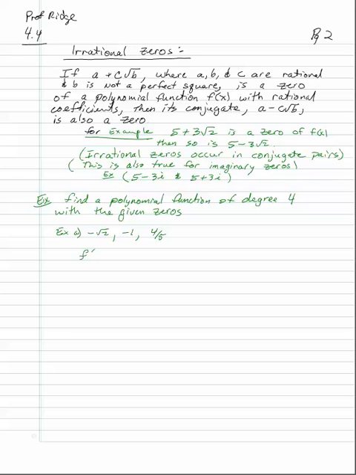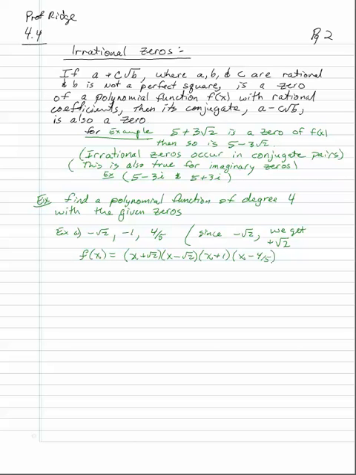All right, let's try an example. So if we get negative square root of 2, we automatically get positive square root of 2. So this is 0 minus square root of 2, 0 plus square root of 2. Okay, so we're going to get x plus, minus a minus is plus, square root of 2 times x minus square root of 2 times x plus 1 times x minus 4/5.